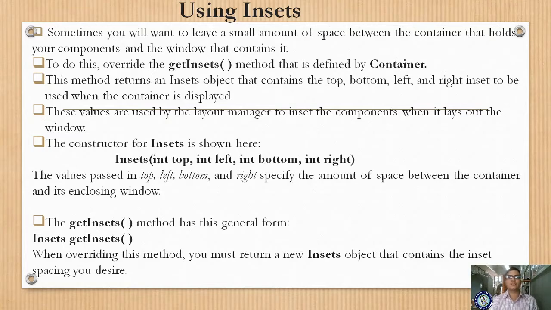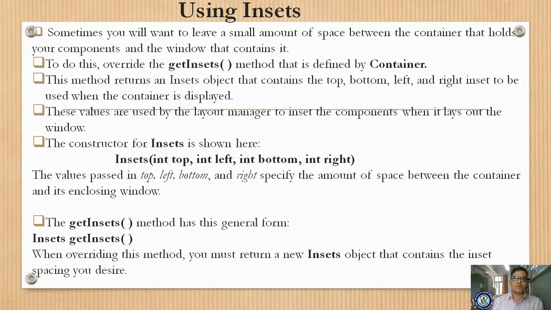It is just like cell spacing and cell padding, which you have learned in your web technology course. So using insets, you are providing a small amount of space between the container and the component. Container means your browser, so your browser to your controls. To do this, override the getInsets method that is defined by the container.